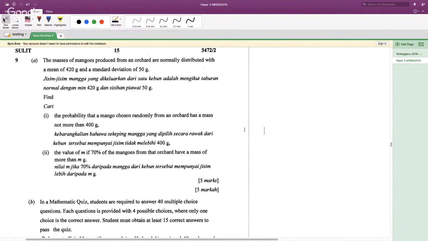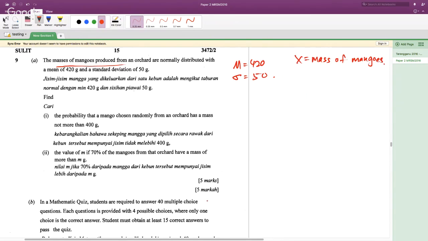Okay, so the mass of the mango produced from Oscar is normally distributed with a mean of 420 grams and a standard deviation of 50. So in this case, the question tells us the mean is 420 and the standard deviation is 50. All right, so normally for the first sentence I will make it become x. So I say x is the mass of mango.